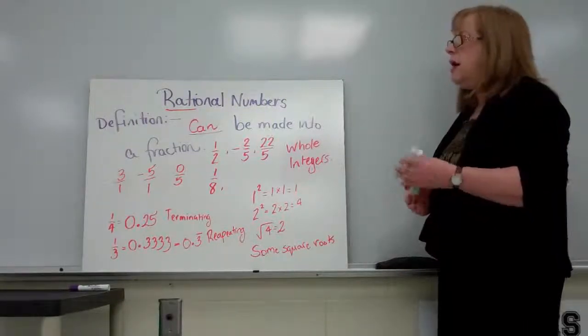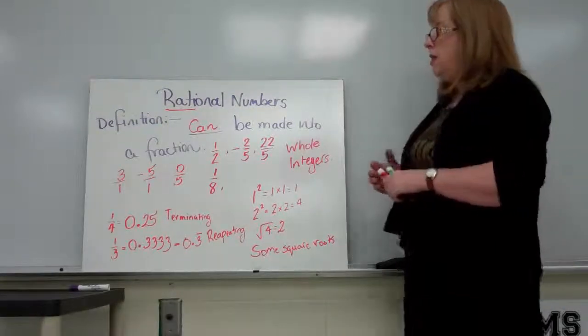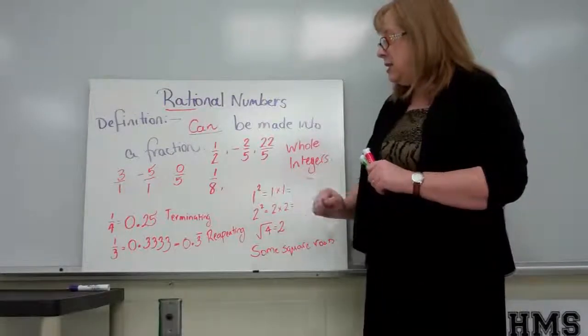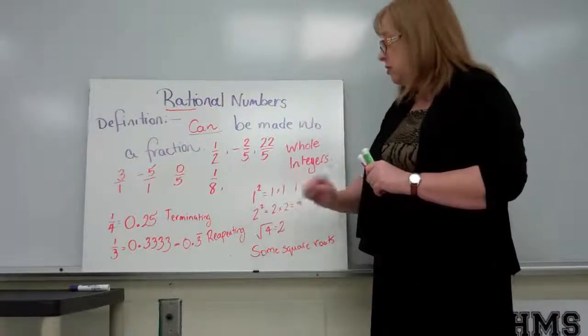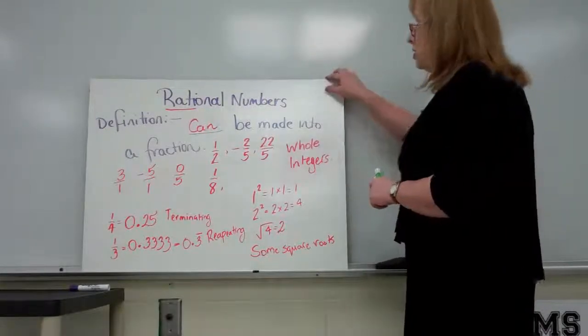So again, a rational number can be made into a fraction. It may be a whole number, an integer. It may already be a fraction. It may be a terminating or ending decimal or a repeating one, and some of the square roots. All of those are rational.